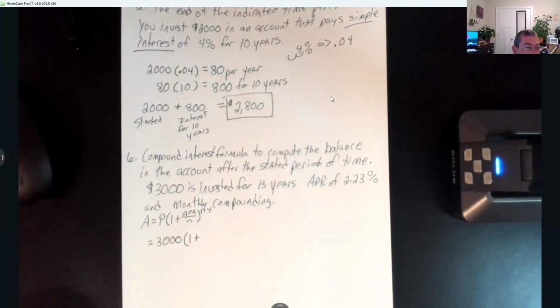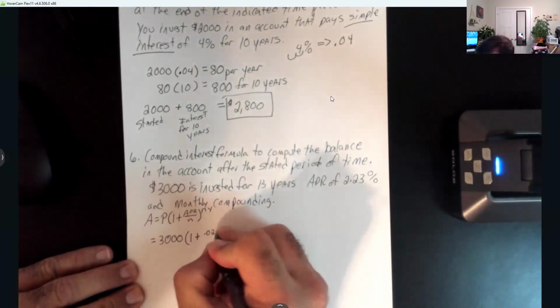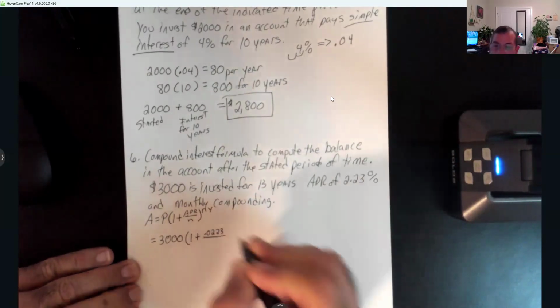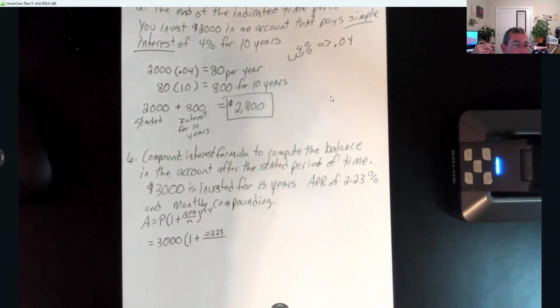All right, y'all, let me see what y'all got. 0.0223, that looks good. So they just moved that decimal left twice and added me a 0. What about n? What's the number of compounds per year?